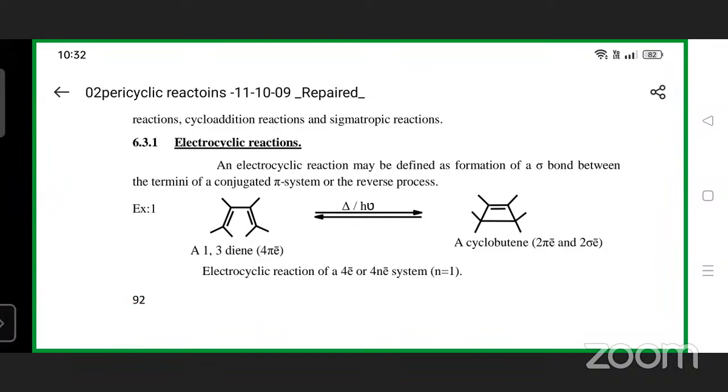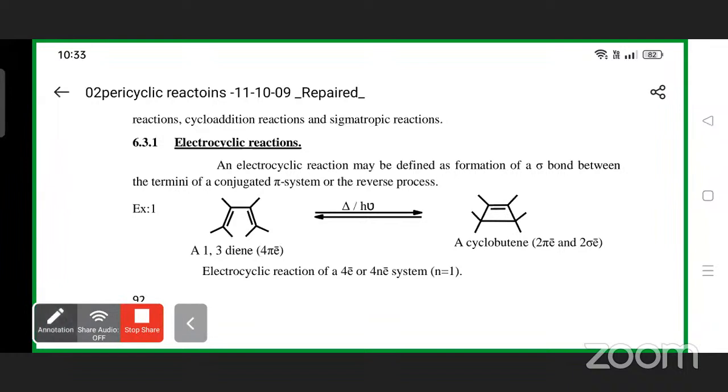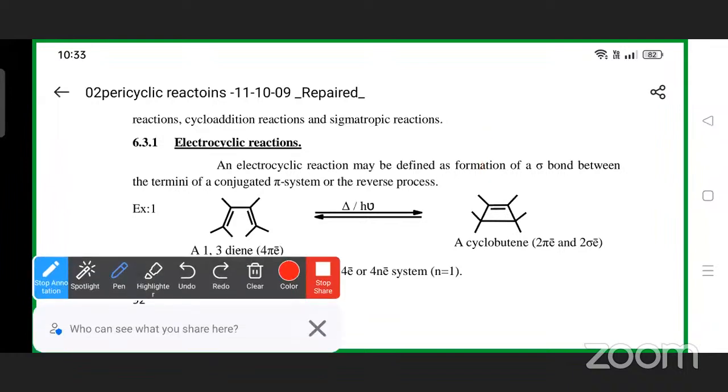Very simply, the electrocyclization reaction means the migration of electrons from one carbon to another carbon takes place. These are either ring closure or ring opening reactions. Both take place in the electrocyclization reaction, where the forward reaction is ring closure and the backward reaction is ring opening.